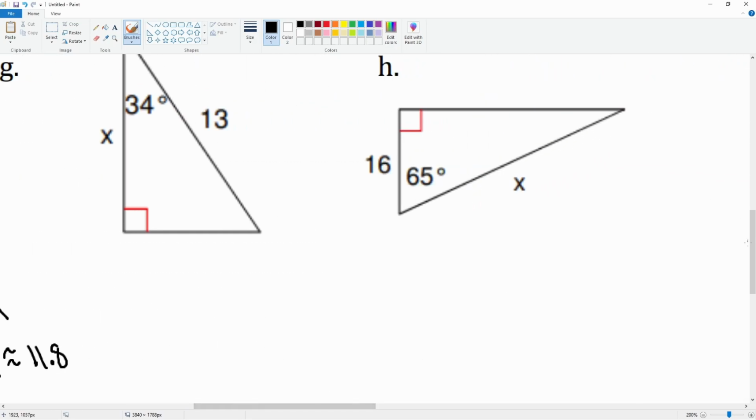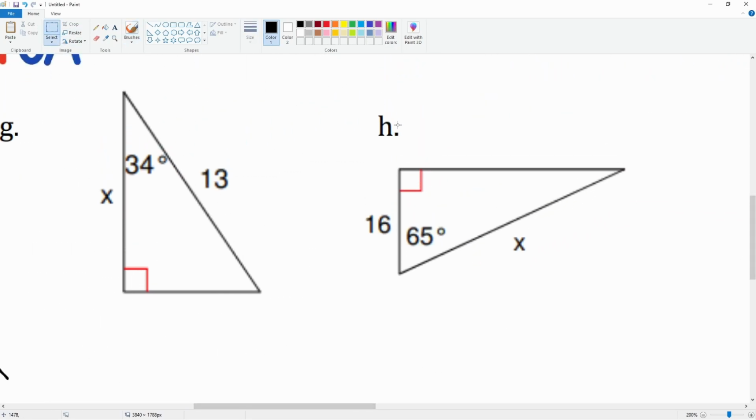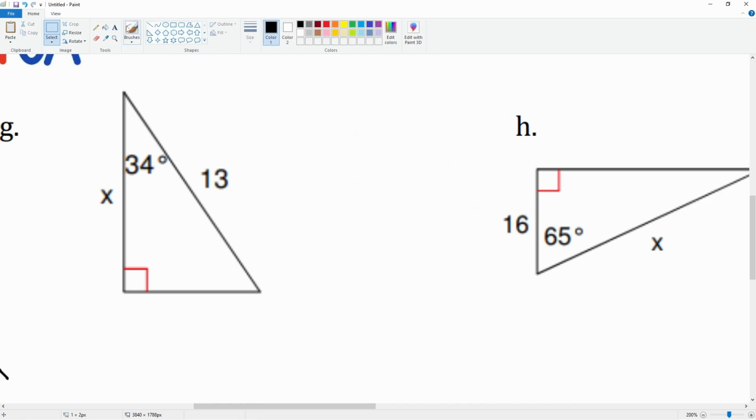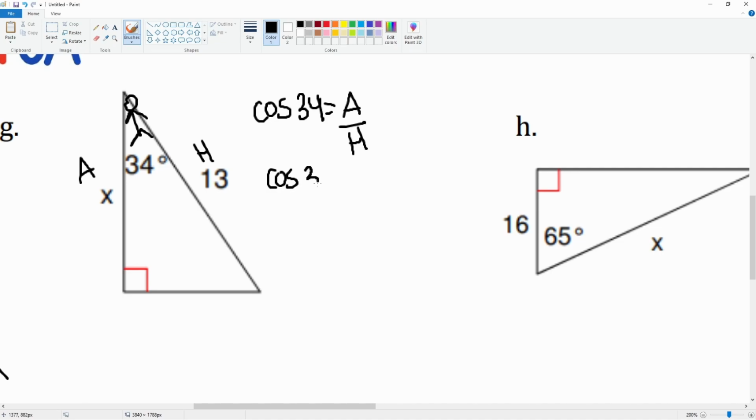Let's do G now. Okay. All right, from G, here is our person at the 34 degrees. The x here is your adjacent. The 13 here is the hypotenuse. So adjacent and hypotenuse would be cosine. So cosine of 34 degrees is going to be equal to adjacent over hypotenuse. Cosine of 34 is equal to adjacent, which is x.